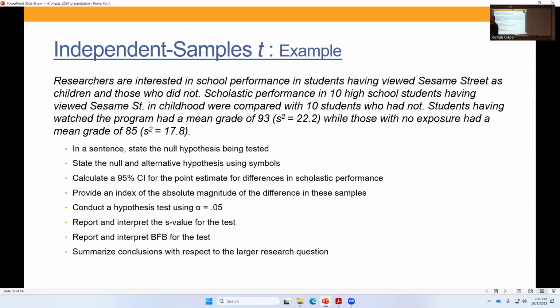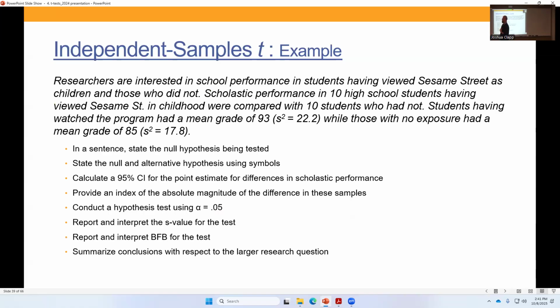All right. Okay, so let's run through an example. We're going to say researchers are interested in school performance and students having viewed Sesame Street in childhood. Scholastic performance of 10 high school students having viewed Sesame Street in childhood compared to 10 students who have not. Students having watched the program had a mean grade of 93 with variance of 22.2. Those with no exposure had a mean grade of 85 with a variance of 17.8.